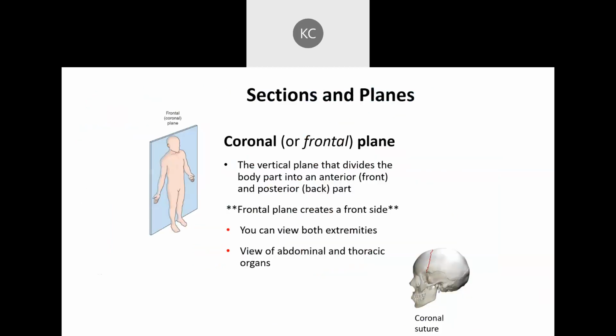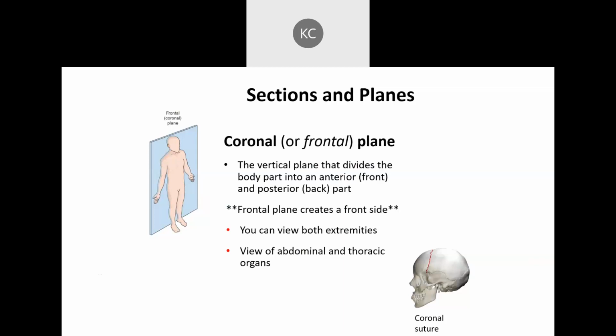Okay, so first one is a coronal or a frontal plane. Okay, so imagine a pane of glass comes straight down to the top of your head and it cuts you into a front part and a back part. Okay, that would be a frontal plane. Now we're gonna technically say the frontal plane divides the body into an anterior and a posterior. Okay, it creates a front, quote unquote, anterior, and it creates a back, quote unquote, or posterior. Okay, you can view both extremities. You can view abdominal contents as well. Okay, so this is a frontal or a coronal.